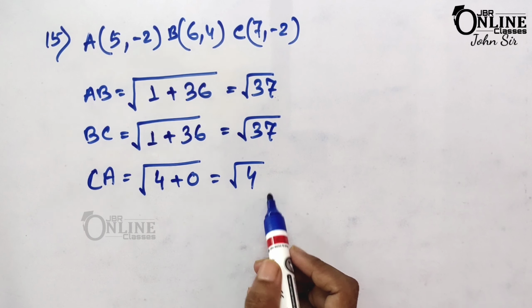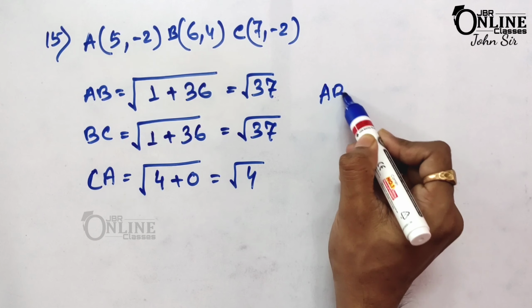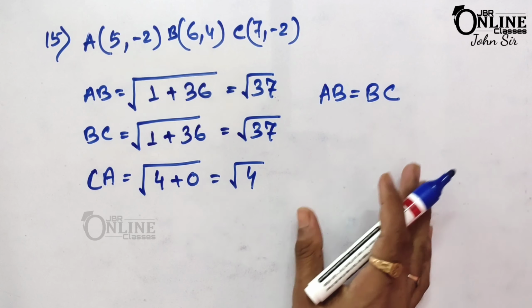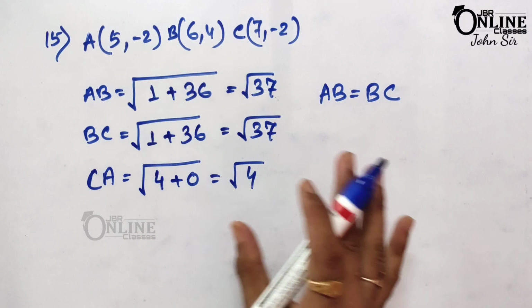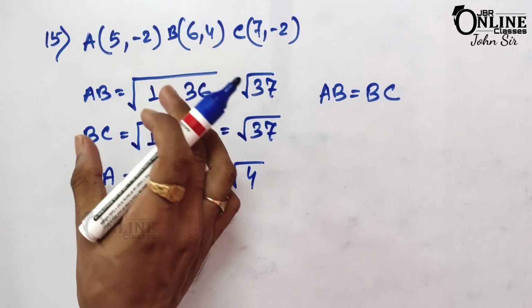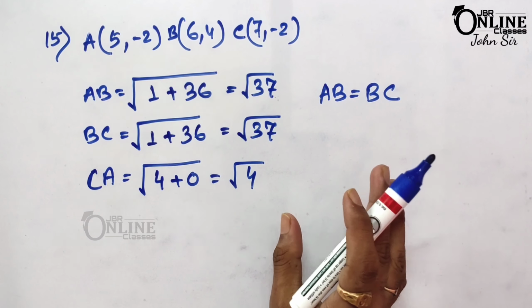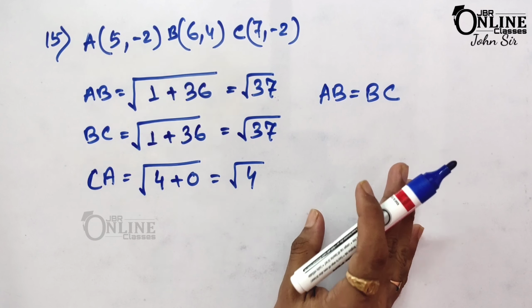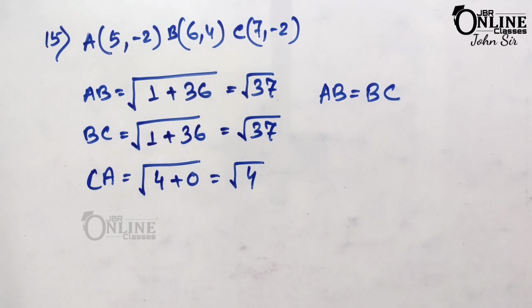Now as here these two sides are equal, that means AB equal to BC. So you can say that here ABC or these 3 points are the vertices of an isosceles triangle.